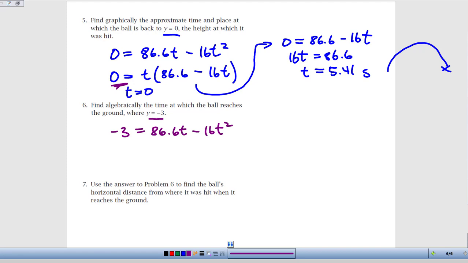Instead, we're going to have to move everything to one side of the equation and then factor, or in this case, use the quadratic formula in order to solve. So I'm going to move everything over to the left-hand side. So we're going to end up with 16t squared minus 86.6t minus 3 equals 0.